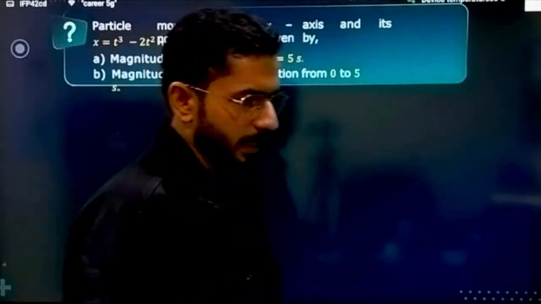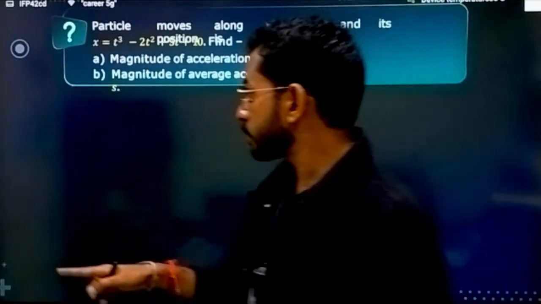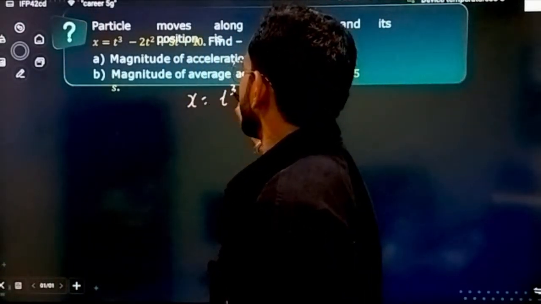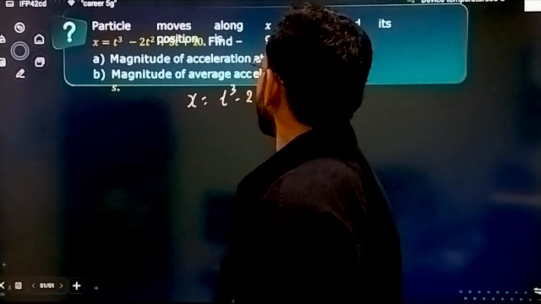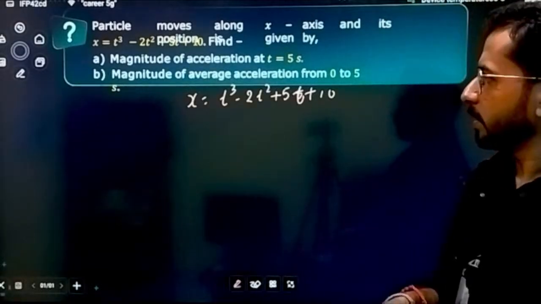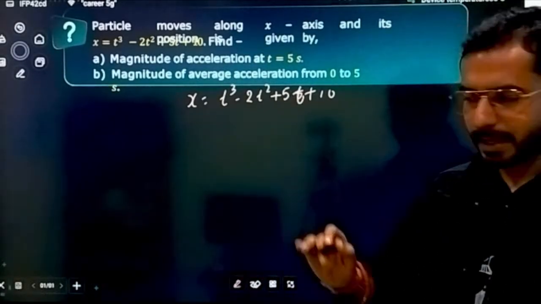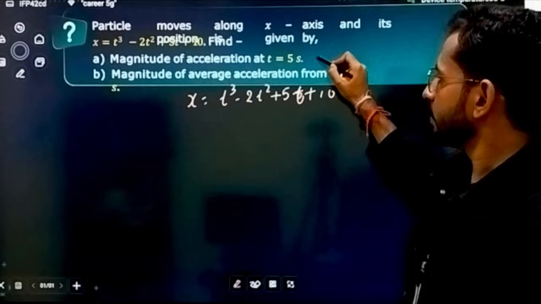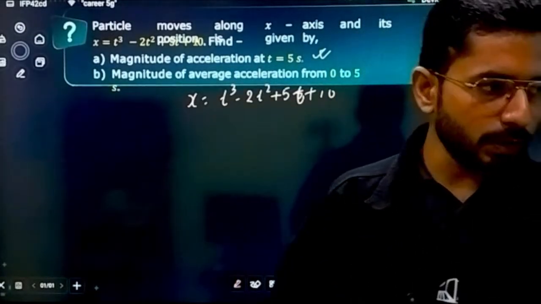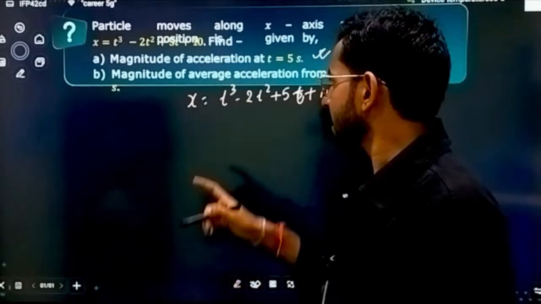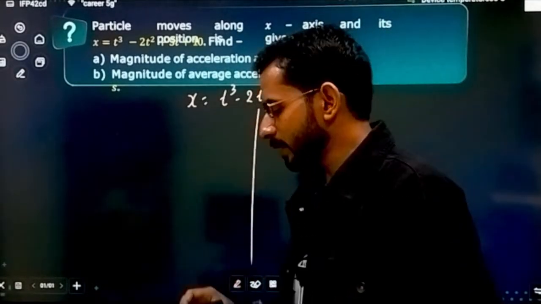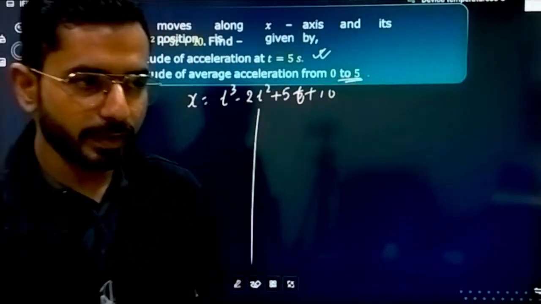Let's suppose here is a question, and let's try to tackle it. See what the question is. The question is x is equals to t cube minus 2t square plus 5t plus 10. This long equation is given. Simply x's relation with time is given. Correct? You have to calculate the magnitude of acceleration at t is equals to 5. And second, the magnitude of average acceleration from t is equals to 0 to 5. So firstly, you have to calculate the instantaneous acceleration at t is equals to 5 and then the average acceleration.